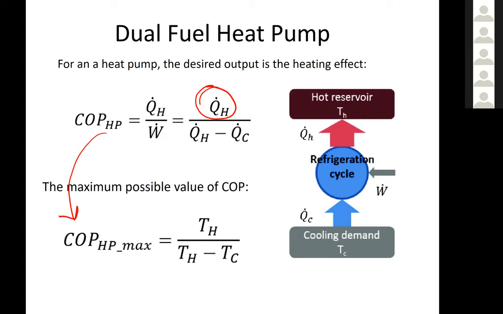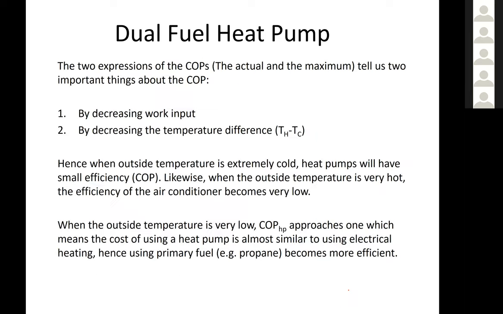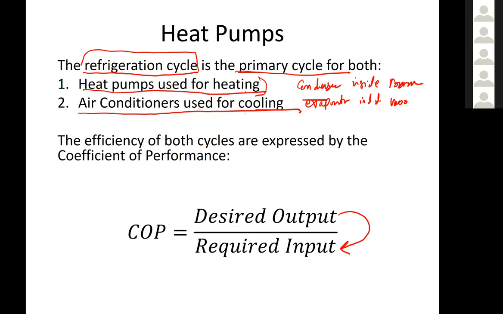And again, I have the same observation here, that this COP is going to drop down when TH minus TC increases. As TH minus TC goes very high, COP is going to approach unity, is going to be one. What does that mean? It means in this case the desired output is the same as the required input. That means QH is going to be the same as W in. That means the performance of the heat pump in this case is going to be equivalent to electrical heating.